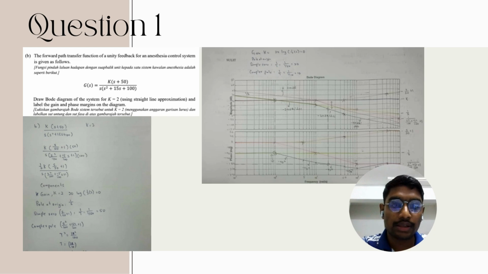And for the phase, from 0 to 1, we have a 0 degree slope, and from 1 to 5, we will have a negative 90 degree slope, and from 5 to 10, we will have a negative 45 degree slope, and from 10 to 50, we will have a negative 45 degree slope, and from 50 to 100, we will have a negative 45 degree slope, and last from 100 to 500, we will have a 45 degree slope, completing the line.